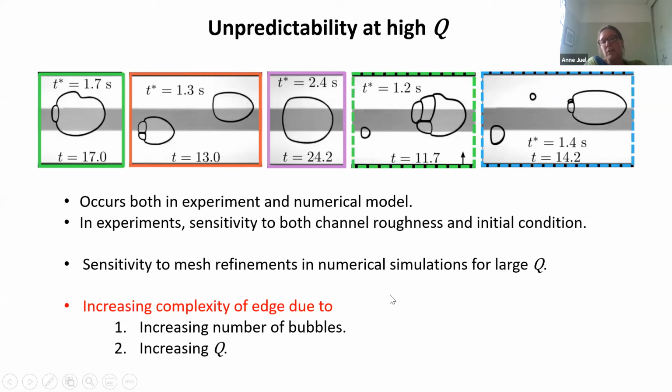And you could argue that all these simple arguments we've made about edge states so far have been about very simple, unstable steady states of the system. So, for instance, two bubble states that prevent the bubbles from coalescing back together. But of course, as you go to higher flow rates, the complexity of this edge is likely to increase tremendously due to the increasing number of bubbles in the system and also the increasing flow rate.